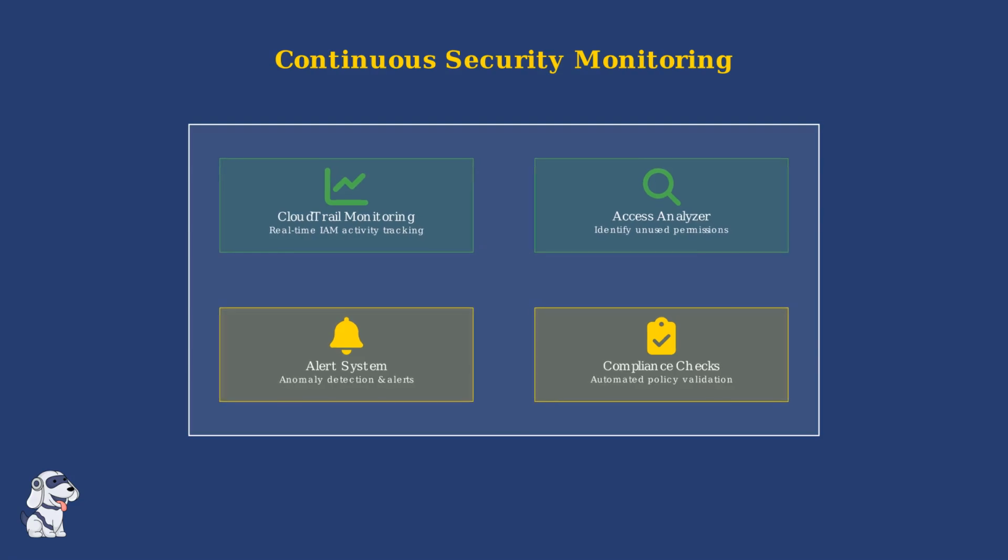Security breaches caused by IAM misconfigurations are preventable through proper implementation of security best practices, continuous monitoring, and proactive threat detection. Organizations must prioritize IAM security as a fundamental component of their cloud security strategy.